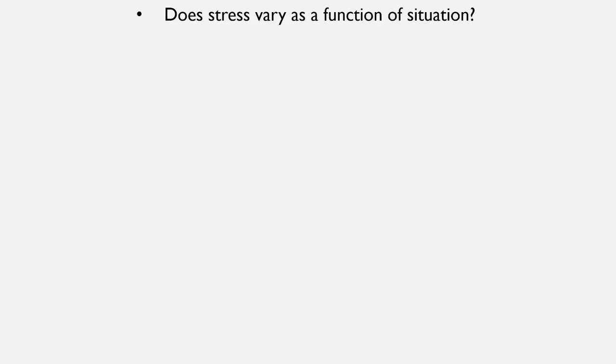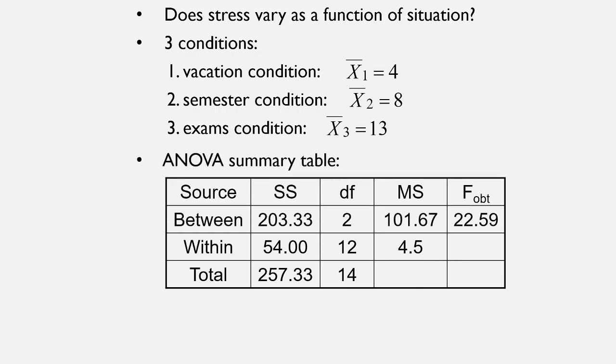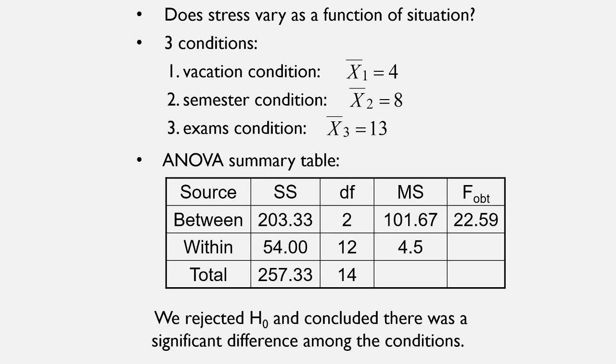Right, so the basic question from the example I walked through last time: does stress vary as a function of the situation? The three means were obviously quite different. The actual ANOVA was computed using our ANOVA summary table, and we concluded that there was a significant difference between the groups. The group means were different due to the effect of the independent variable, the being in different time periods variable.